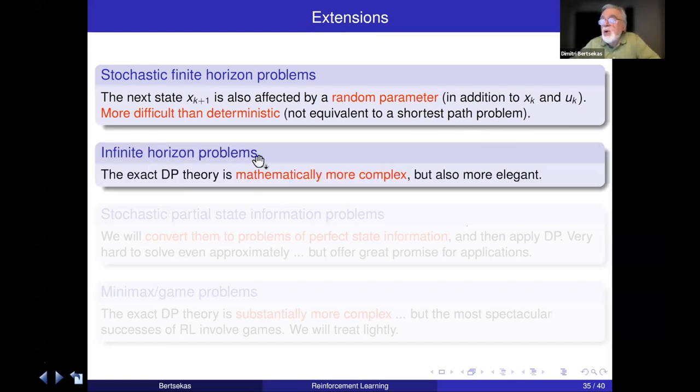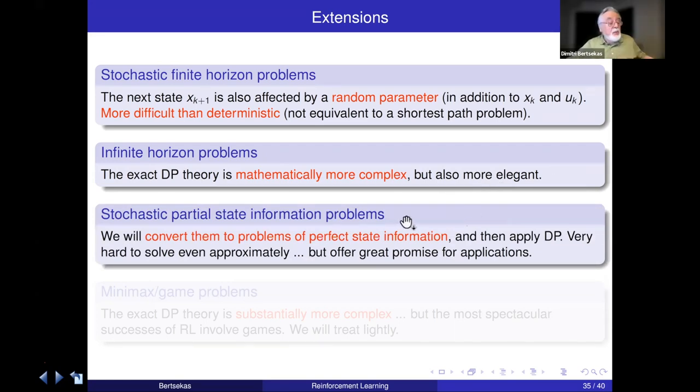Then we're going to consider infinite horizon problems, where the number of stages is infinite. And there, the exact dynamic programming theory is mathematically more complex. It's more sophisticated. There are exceptions. The dynamic programming theory for finite horizon problems is very, very simple. But for infinite horizon problems, it's quite intricate, and you need more mathematics to understand it fully. However, both the theory and the algorithm that it leads to are more elegant. The method of policy iteration, for example, which is the workhorse of reinforcement learning, needs to be understood primarily in the context of infinite horizon problems. We're going to get to this problem starting with the next lecture and then further in the future.